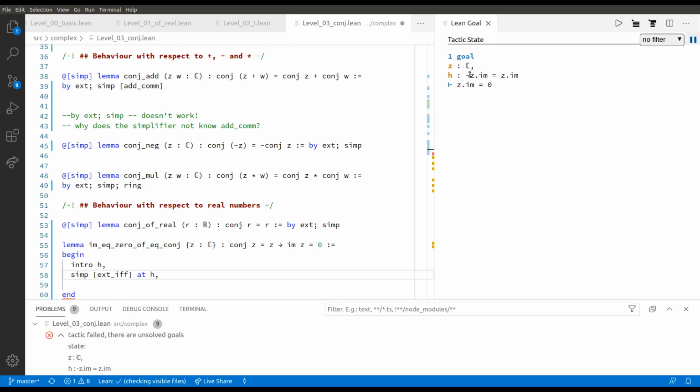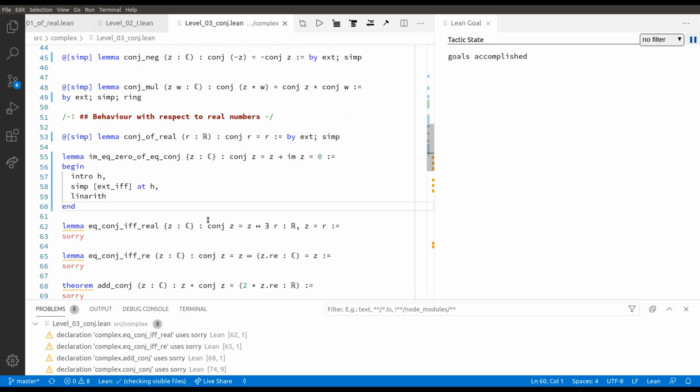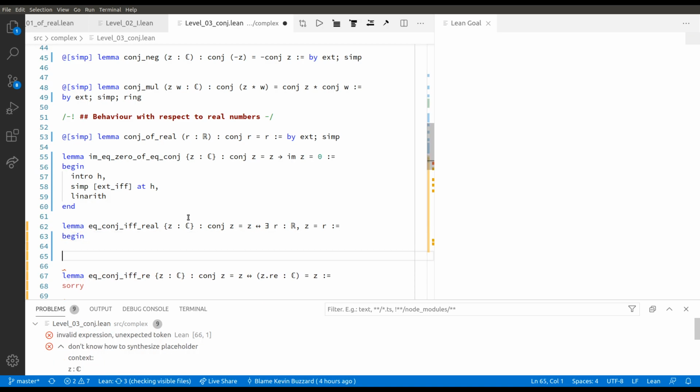We've got a real number r, and we know that minus r equals r. We have to deduce that r equals 0. So we need quite a high-powered tactic for that. My guess is that the linarith tactic might do that. There we go. So that's the proof of that. And why is that there? That's because it's going to help for the next lemma.